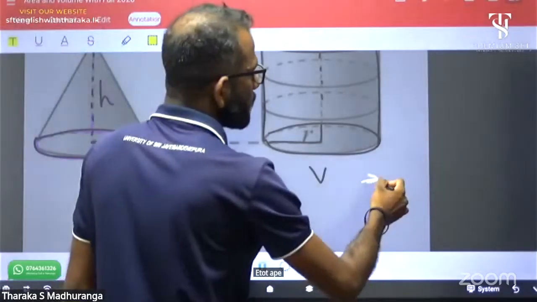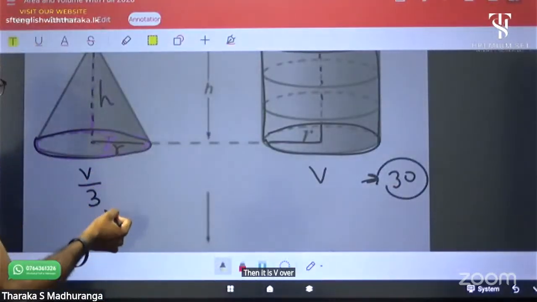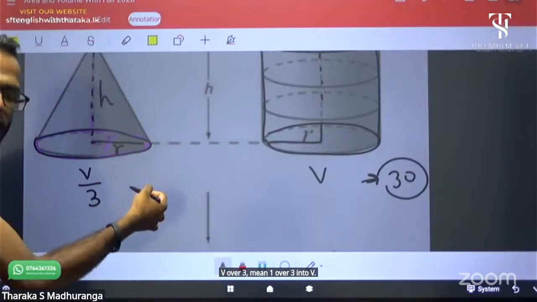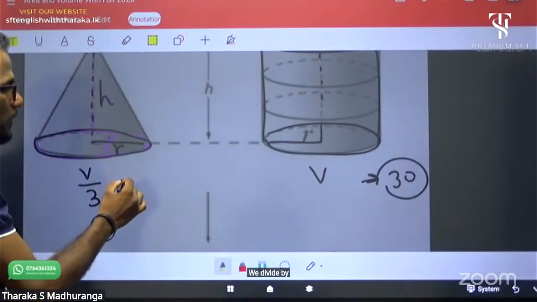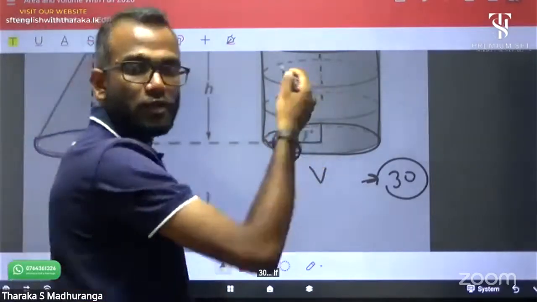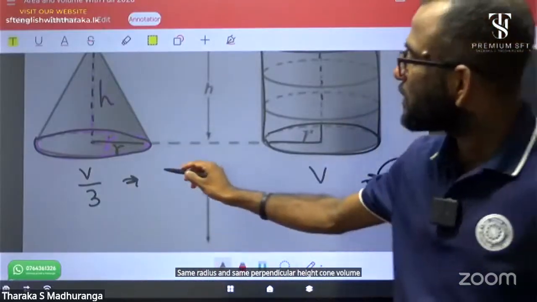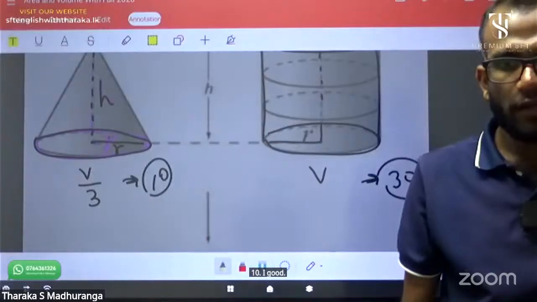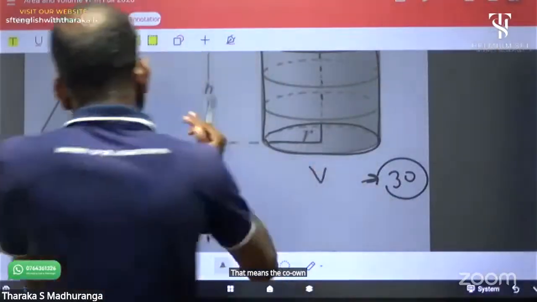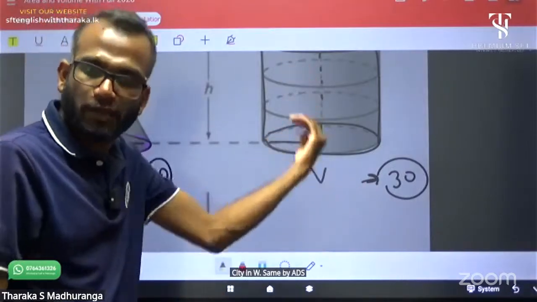Let's think it is 30. Then the cone is V over 3. V over 3 means 1 over 3 into V. It is V divided by 3, which is 10. If the cylinder volume is 30, with the same radius and same perpendicular height, the cone volume is 10. That means the cone volume is 1/3 of the cylinder volume, with the same radius and same perpendicular height.